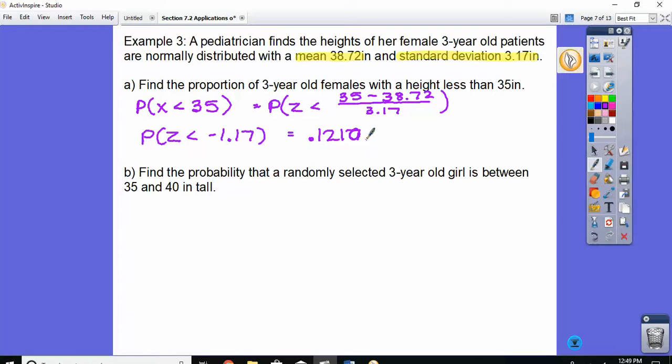Is that one alright? Do we need to know how to find these without the chart? No.